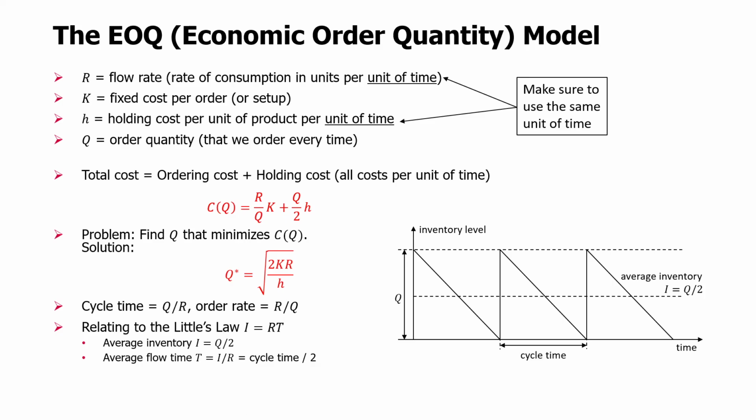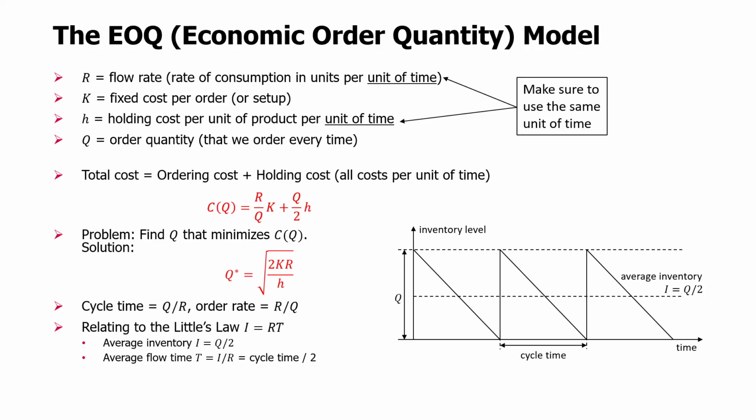Notice that we already defined that the rate of order, the number of orders per year, is R over Q. We can also invert it and find the cycle time. Q over R will be the length of the cycle, right? It will be how long from receiving one order to receiving the next order, the time that it takes. And we can also relate this calculation to Little's law. Remember, Little's law is I equals R times T, inventory equals flow rate times flow time.